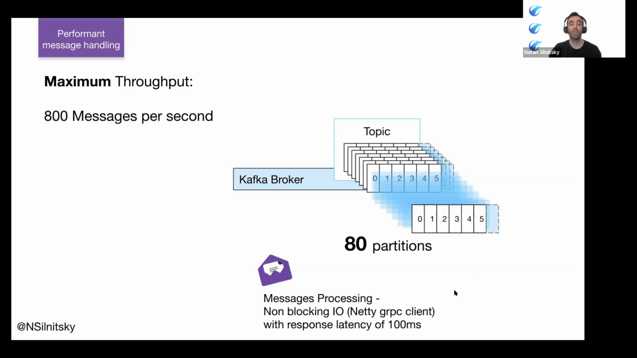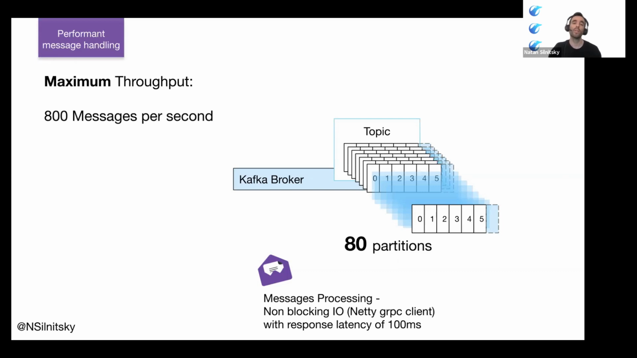So that means that we can, at maximum throughput, get to 800 messages per second, because 100 milliseconds means for each partition sequentially, we'll process 10 messages in 1 second. But because we have 80 partitions, we can get up to 800 messages per second in the ideal case.